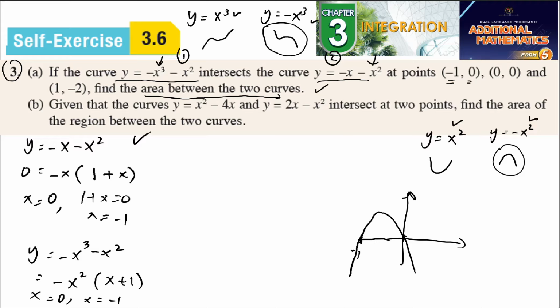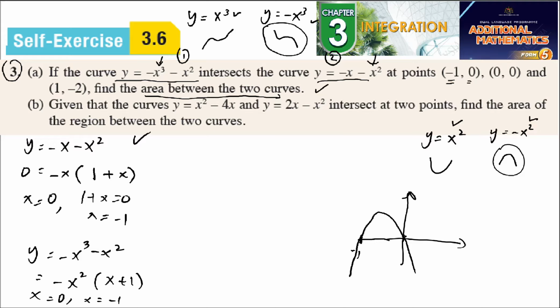So we see here this one is -1, something like this, and this one is something like this. So we see the intercepts at 3 points, -1, 0, 0, 0, and we find the area between these two curves. So here, just y is equal to -x minus x square. So this is the second graph, and this one is the first graph.